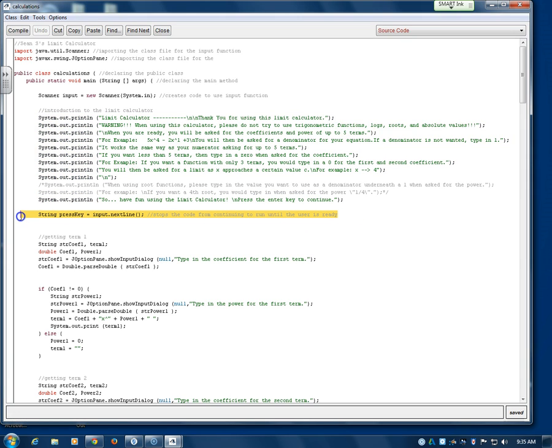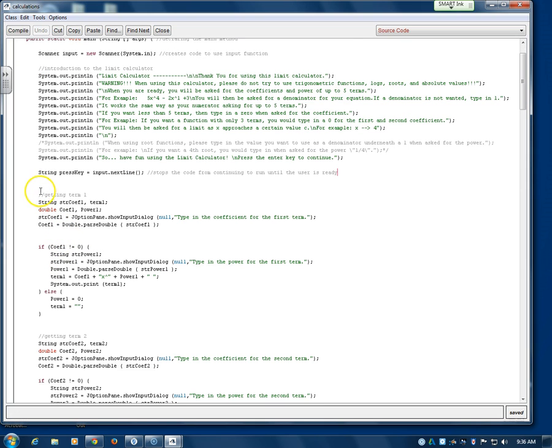String press key. This is used to get input from the console, not the GUI. That's how you get input from the console. But here, instead of just getting input from the console, I just used it as a wait key, so that it waits for the user to hit enter, so the program continues. So it stops the code right there until they're ready. And then here, it starts grabbing information for the first term.